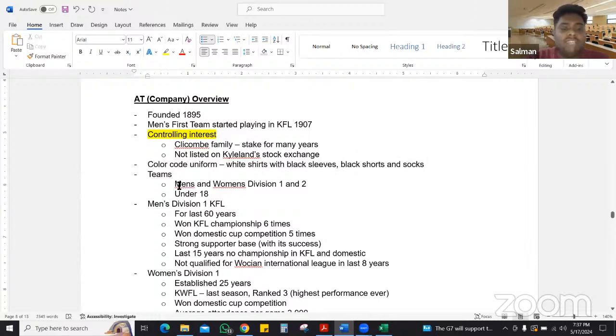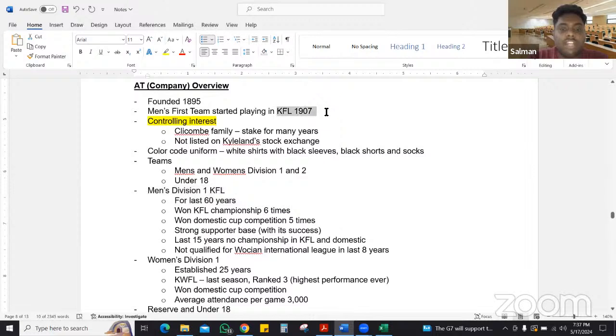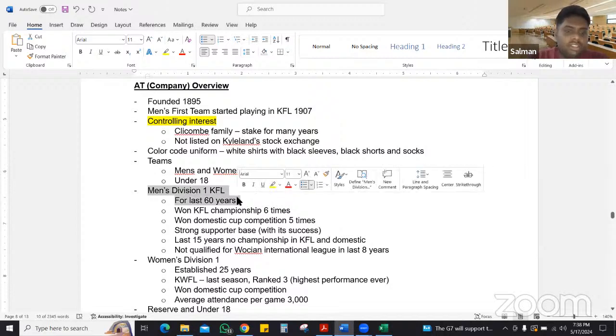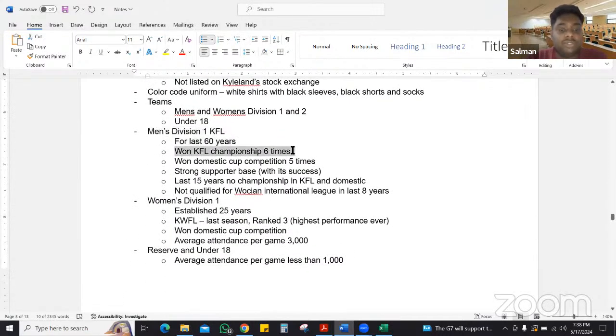If you look at teams, we have men's and women's Division 1, Division 2, as well as an under 18 team. Men's Division 1 KFL. We have been there for the last 60 years, starting from 1907. We discussed there are 3 divisions, Division 1, 2, 3. So in Division 1, they have been there for the last 6 decades. They have won the KFL championship 6 times, won the domestic cup competition 5 times, and they have a strong supporter base. Obviously, this club has a history, so they have a strong fan base with its success.